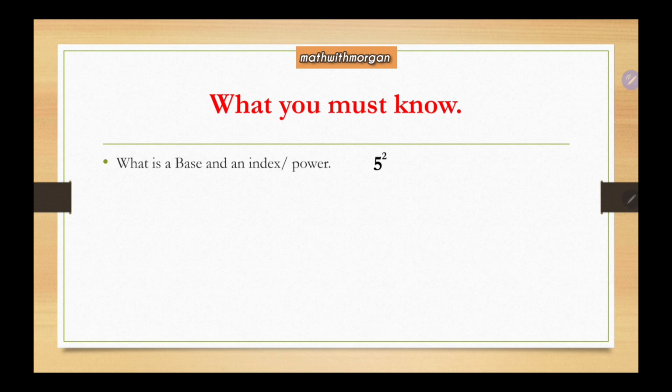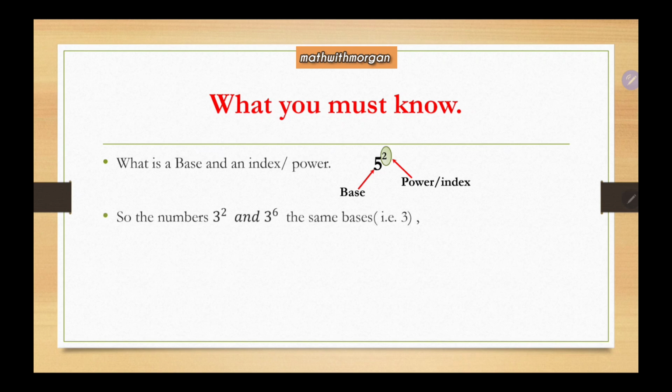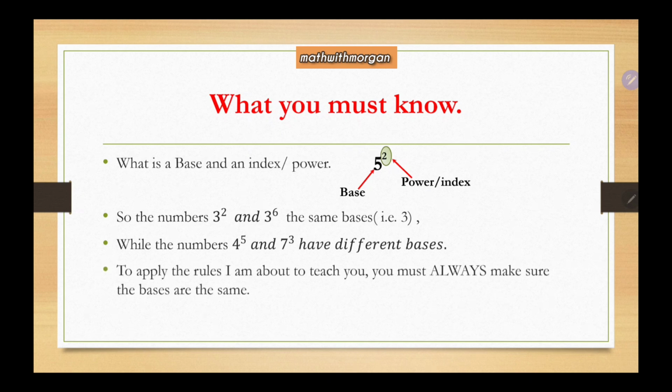If we have 5 with a little tiny 2, like this, 5 is called the base, and 2 is called the power or index. You can read this number as 5 to the power of 2, or simply 5 squared. The numbers 3 squared and 3 to the power of 6 have the same base, which is 3, while the numbers 4 to the power of 5 and 7 to the power of 3 have different bases. To apply the rules I'm about to teach you, you must always make sure that the bases are the same. Okay, let's have a look.